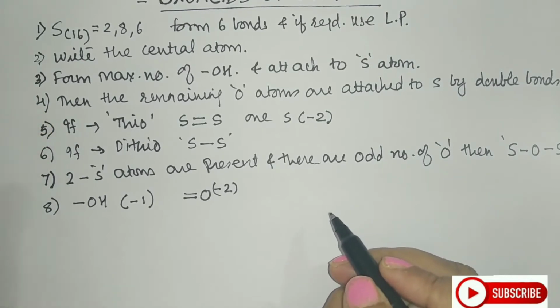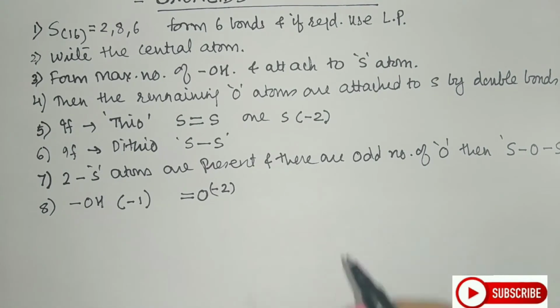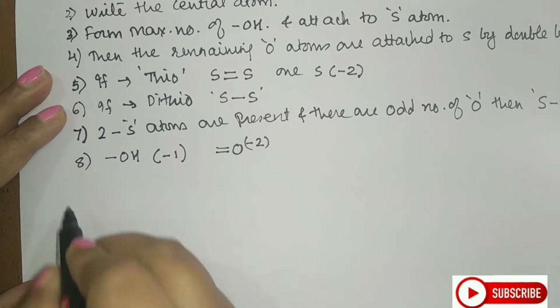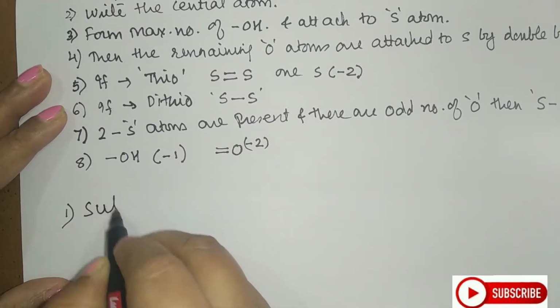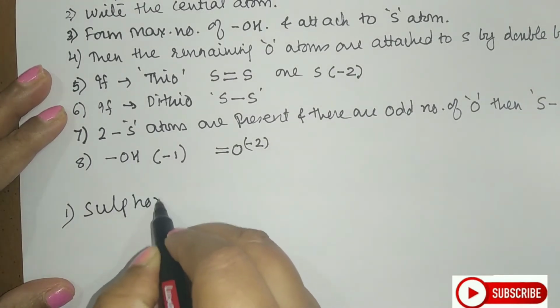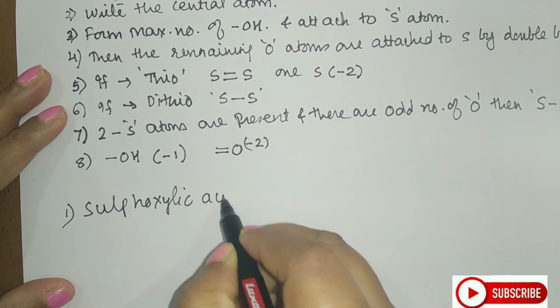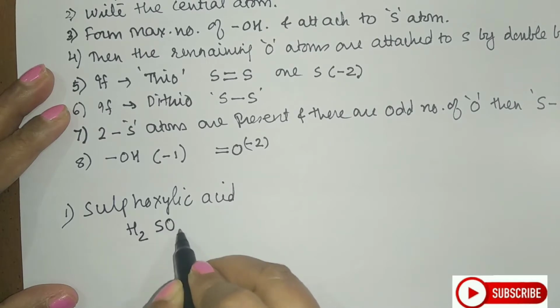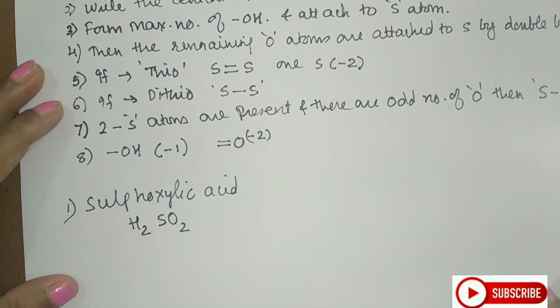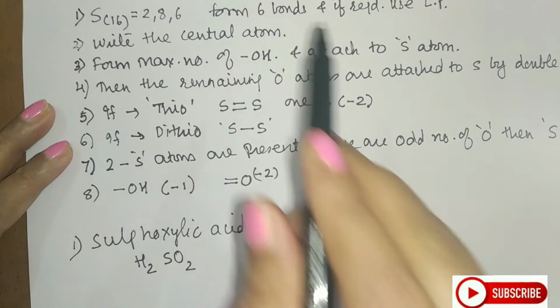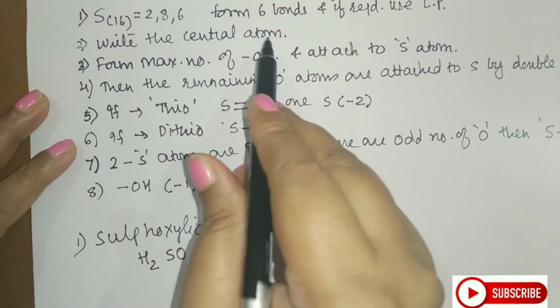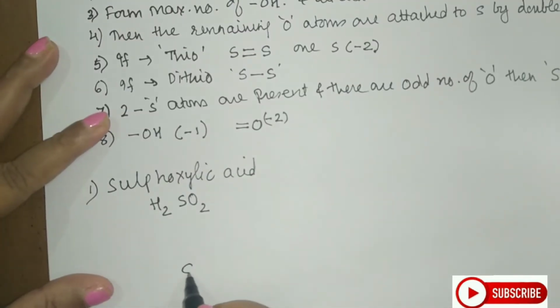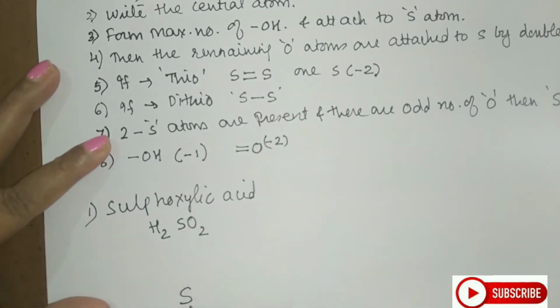Now taking all the rules into consideration, let us start with the first acid. So I will take the example of the acid sulfoxylic acid. What is the formula for this? H2SO2. So this is sulfoxylic acid. Now as per the rule, first I have to write the central atom. So I am writing the central atom. So sulfur atom I have used.